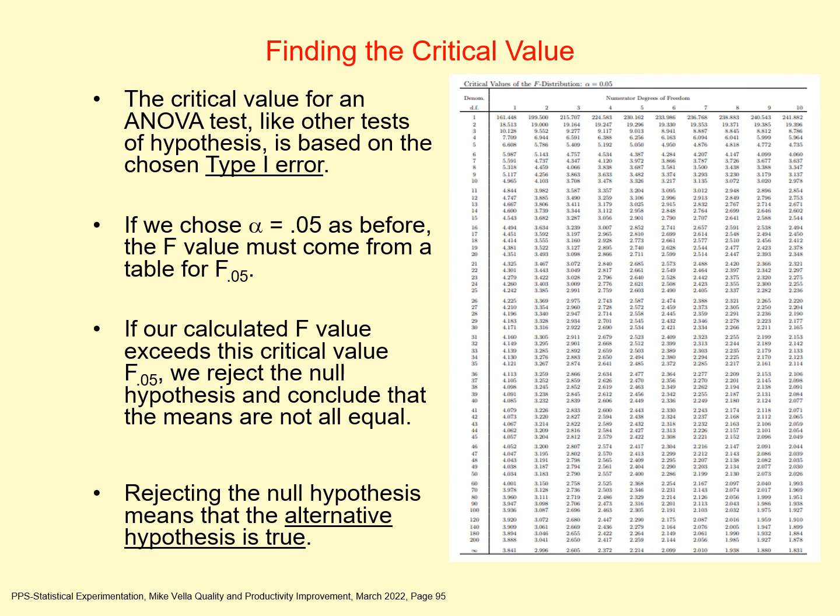So we find the critical value. Critical value for an ANOVA test, like other tests of hypothesis, is based on a chosen type 1 error. If we choose an alpha of 5% as before, the F value must come from a table for F.05, which I show on the right. If our calculated F value exceeds the critical value of F.05, we reject the null hypothesis and conclude that the means are not all equal. Rejecting the null hypothesis means that the alternative hypothesis is true.